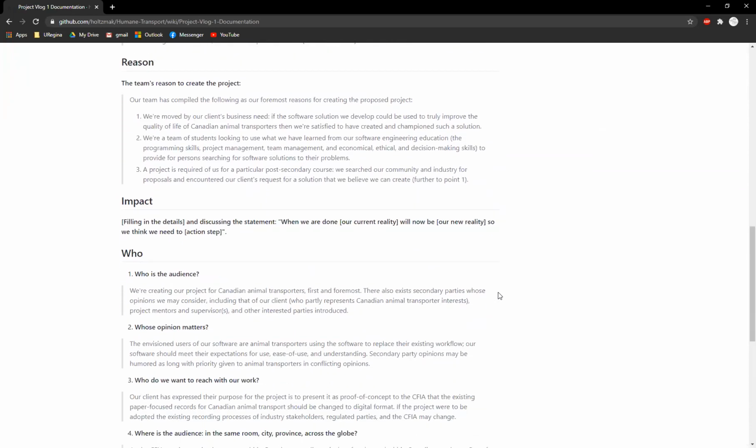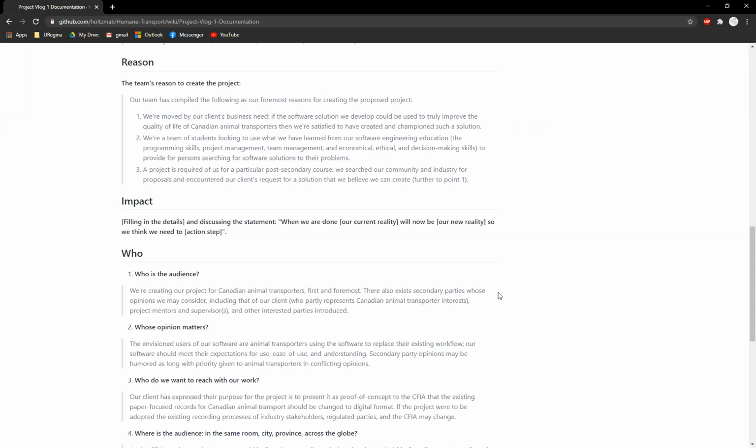We also have our own reason for creating the project. This was something that we had agreed on in a separate chat, so I'll just kind of read the points here. Our first and foremost point is that we're fairly moved by our client's need, our client being a member of the CFIA, that if a software solution we make can really be used to improve the quality of life for Canadian animal transporters, then we're more than happy to have been involved in such a process and such a solution.